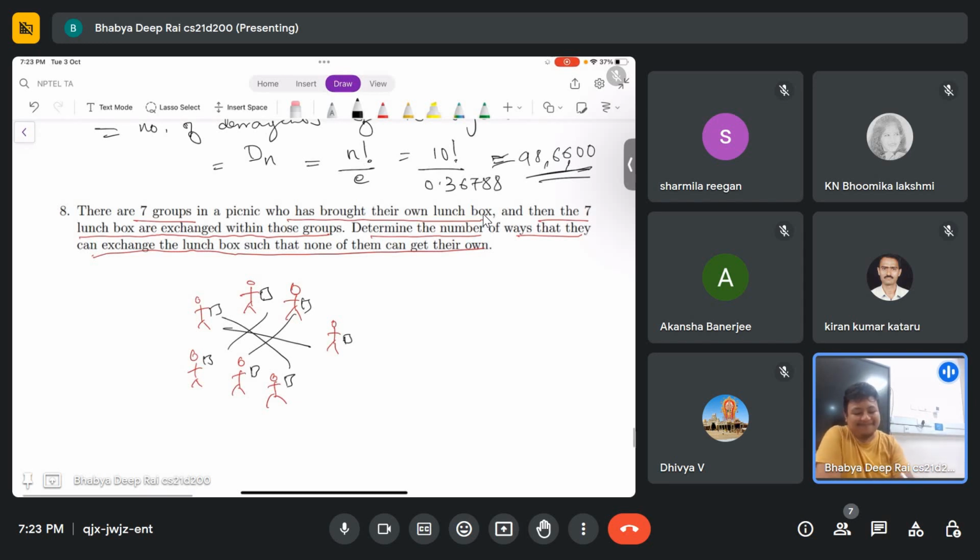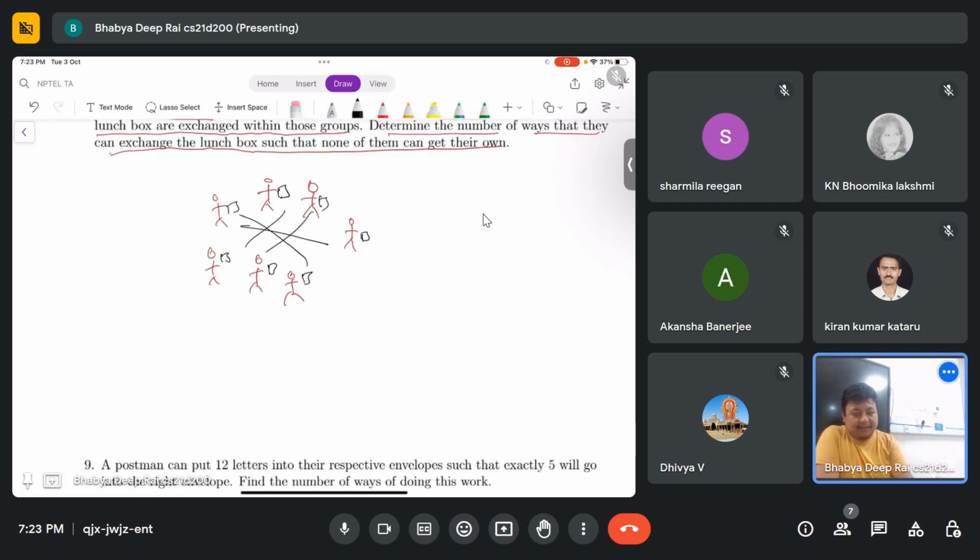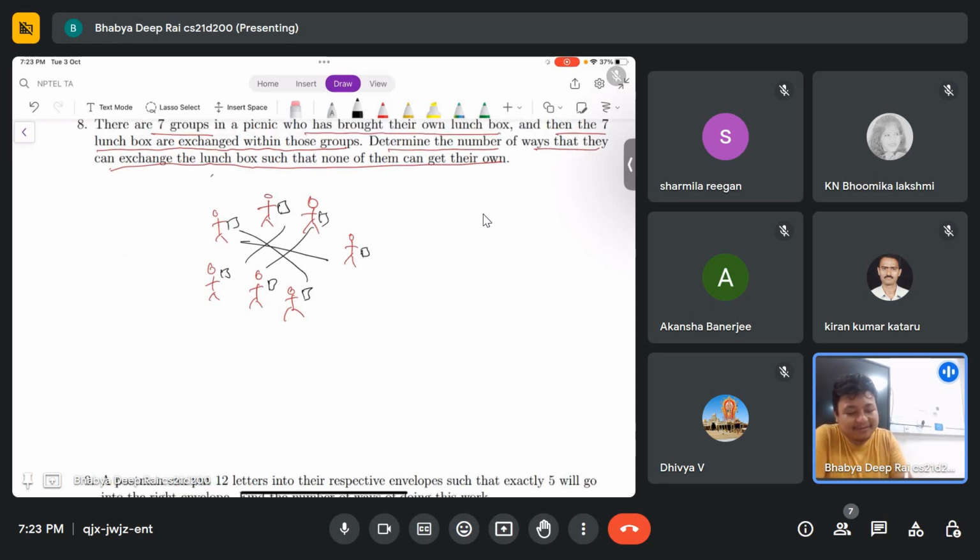So, okay. 7 lunchboxes are distributed among each other. What is the number of ways that they can exchange the lunchboxes so that none of them gets their own? In terms of derangements, it is nothing but the number of ways 7 objects derange. That is, 7 lunchboxes don't go to their correct owner. It's nothing but D7.